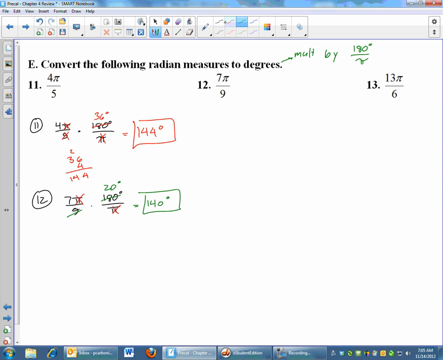You good? Same thing for 13 pi over 6. 13 pi over 6 times 180 degrees over pi. Then we start canceling. We'll see pi cancels pi. 6 goes into 180 30 times. And now we have 30 times 13, which is 390.